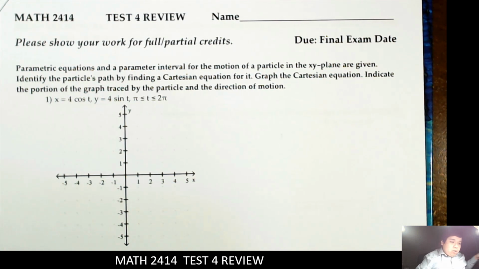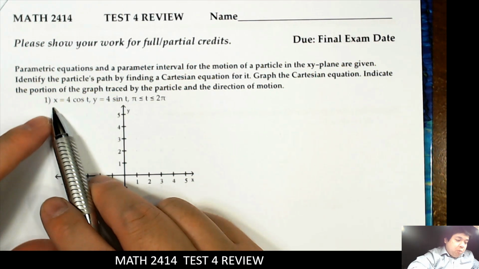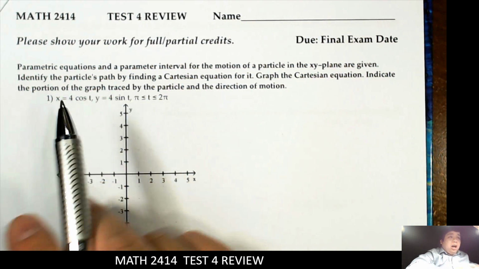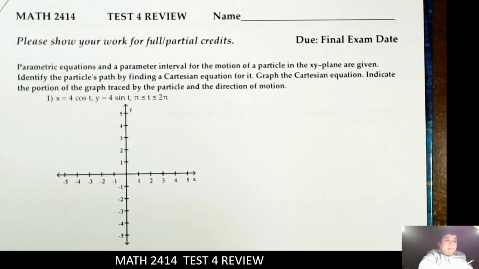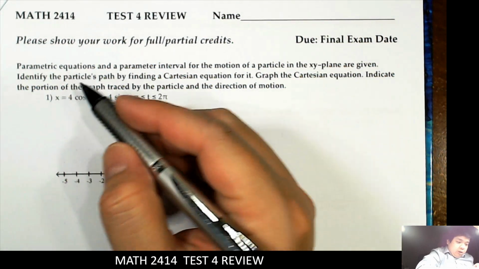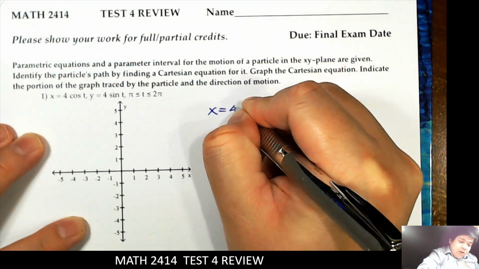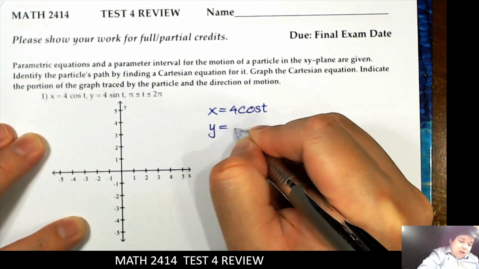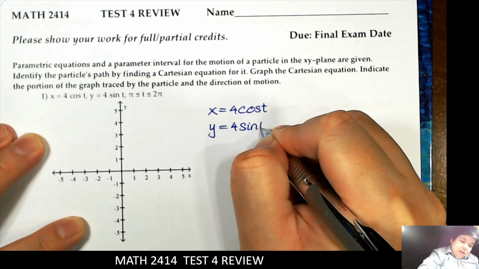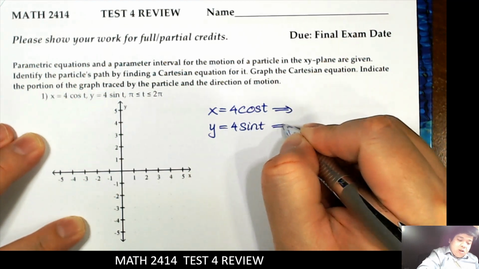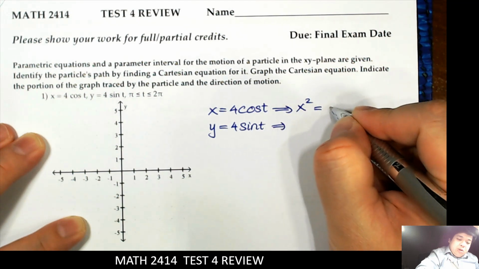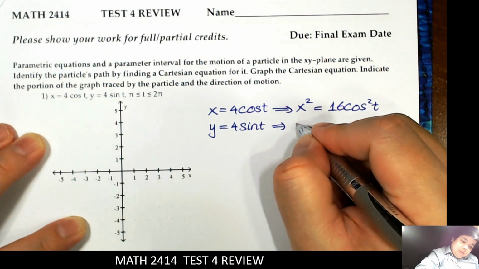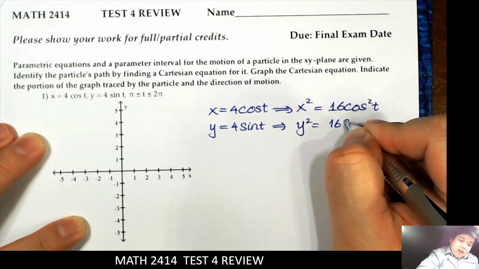Right. So the first question, we are given the parametric equation, a function of t, that will give us the x and y coordinate. What we want is, first, we have x equal to 4 cosine of t, and then y equal to 4 sine of t. If we square both sides, we have x squared equal to 16 cosine squared, and y squared equal to 16 sine squared.